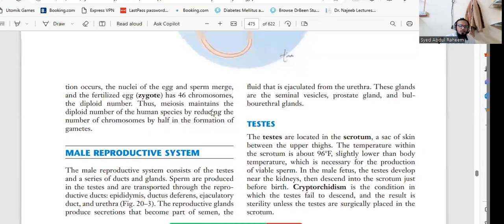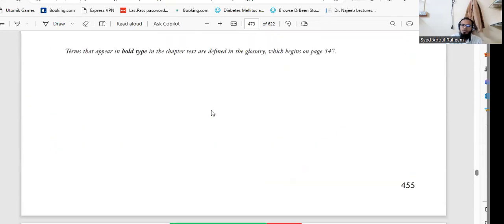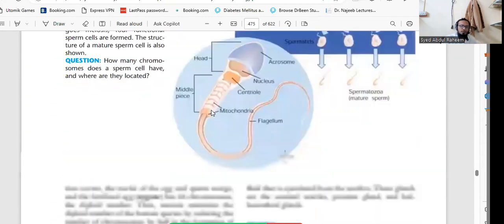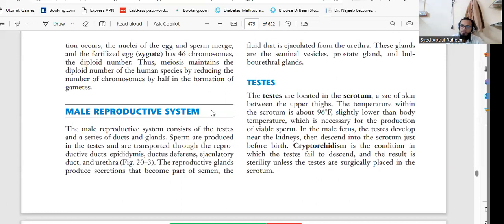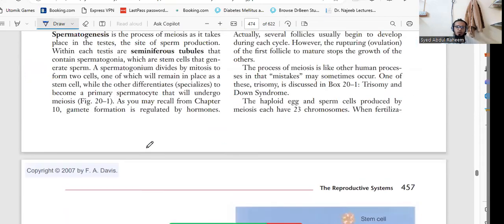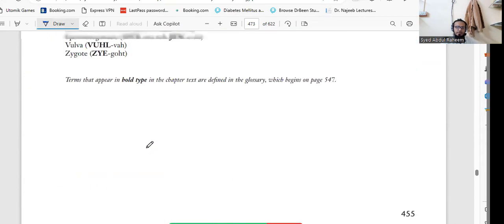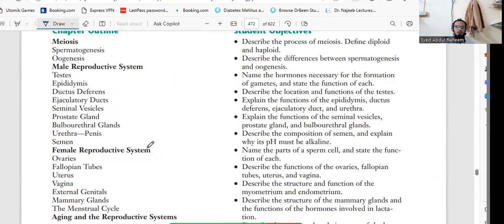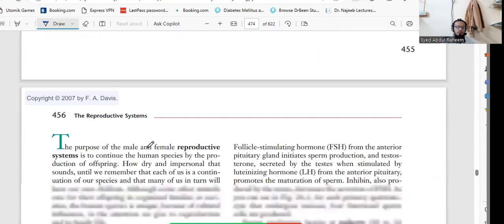Yesterday we started the topic reproductive system. So we will start with the male reproductive system. The male reproductive system consists of the testes and a series of ducts and glands. Basically, here we have to know about the organs which are present in the male reproductive system.